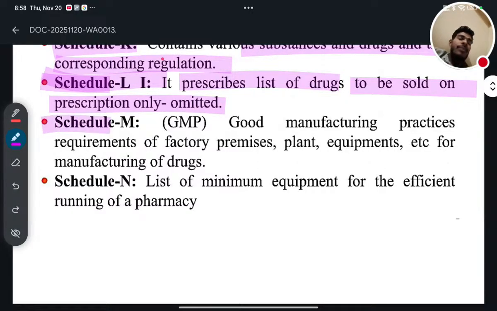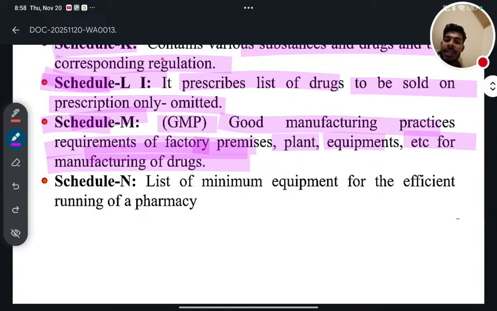Next, Schedule M. You have already studied Schedule M in your B Pharmacy also. That is GMP, good manufacturing practices. Schedule M contains premises, good manufacturing practices, good laboratory practices, good clinical practices, everything. GLP, GMP, GCP, all these things. So Schedule M is all about GMP, good manufacturing practices: requirements of factory premises, plants, equipment, etc. for the manufacturing of drugs.